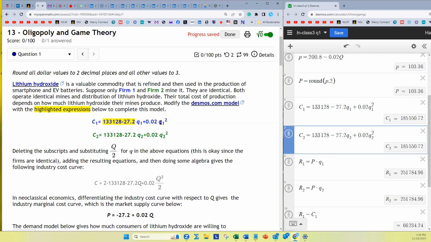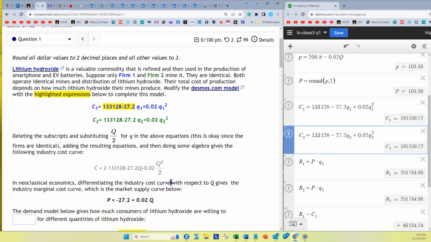Then here, we're going to replace that with big Q divided by 2, and big Q divided by 2. We factor it out, add the coefficients, and square the divided by 2. We get 4. And magically, we get this expression: 0.2 divided by 2 Q squared. Now, I could have divided this by 2, and I could have written this more simply as 0.01 Q squared, right? But I didn't do that on purpose.